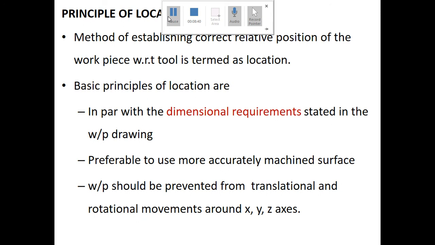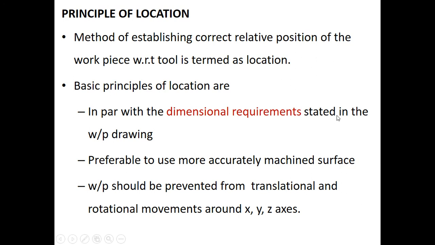The third point would be the workpiece on which you are going to do the machining operation, maybe the workpiece which you have obtained after primary manufacturing operations like casting or forging. That workpiece should be prevented from translational and rotational movements around the XYZ axes, which means its movement has to be restricted. It has to be clamped tightly. That is the message.